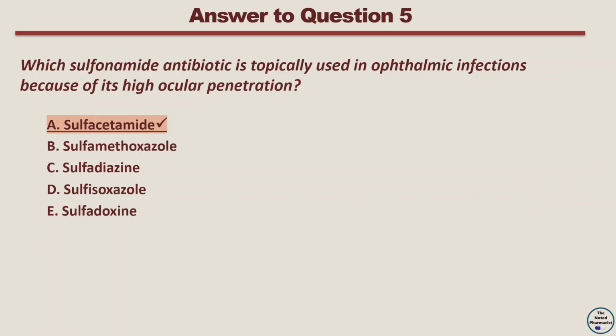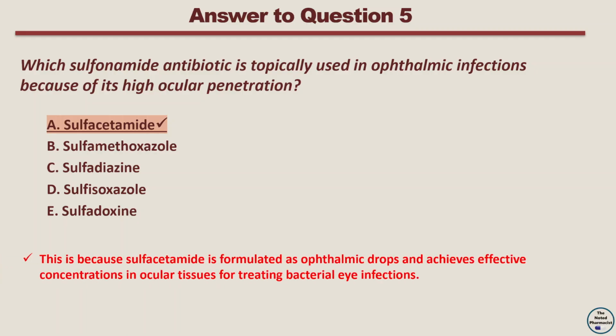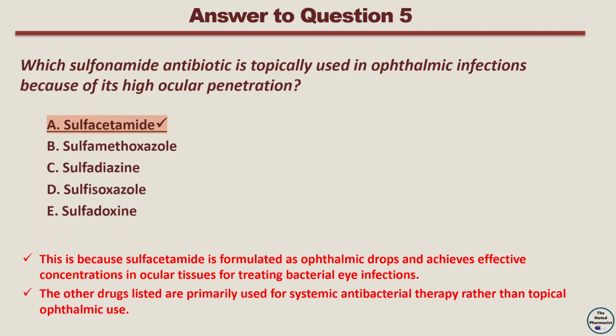The correct answer is option A, sulfacetamide. This is because sulfacetamide is formulated as ophthalmic drops and achieves effective concentrations in ocular tissues for treating bacterial eye infections. The other drugs listed are primarily used for systemic antibacterial therapy rather than topical ophthalmic use.